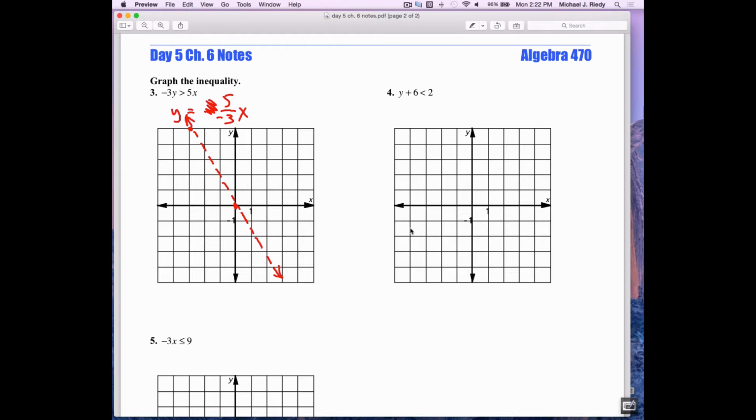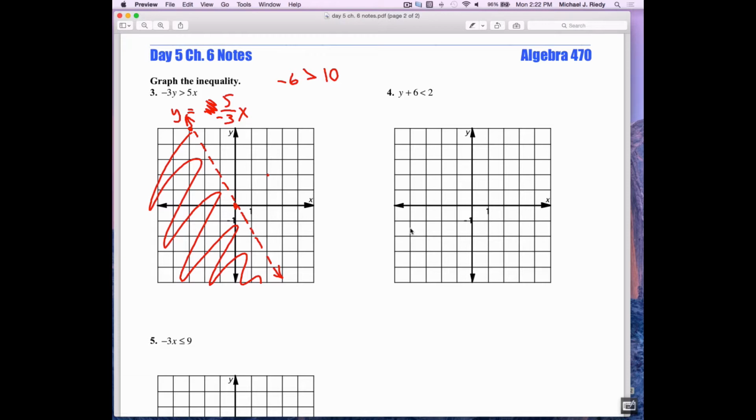2, 2. Beautiful. Negative 3 times 2 is negative 6. And we're wondering if negative 6 is greater than 10. Is it? Nope. So 2, 2, which is over here, is false. So we shade the other side. All right, do number 4 on your own.